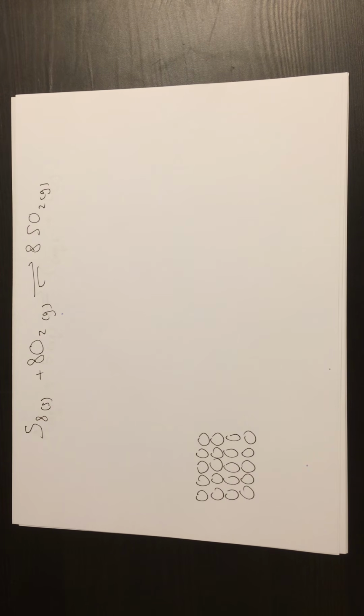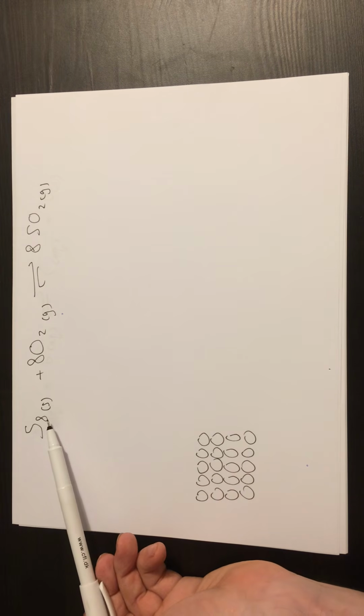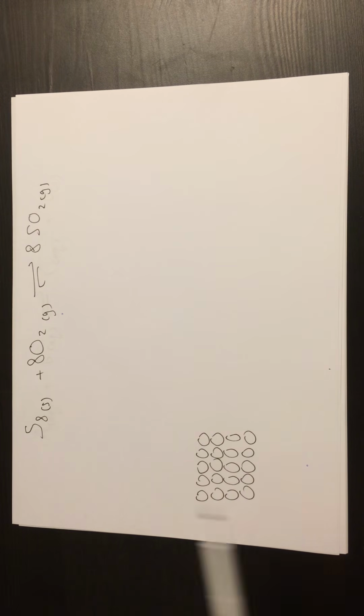Okay, so this is how to do Kc expressions with units for heterogeneous equilibria. So what is a heterogeneous equilibria? It's one where each of your chemicals does not share the same state symbol. So for example, S8 here is a solid, whereas my other chemicals are gases. Now there's three things to bear in mind here.